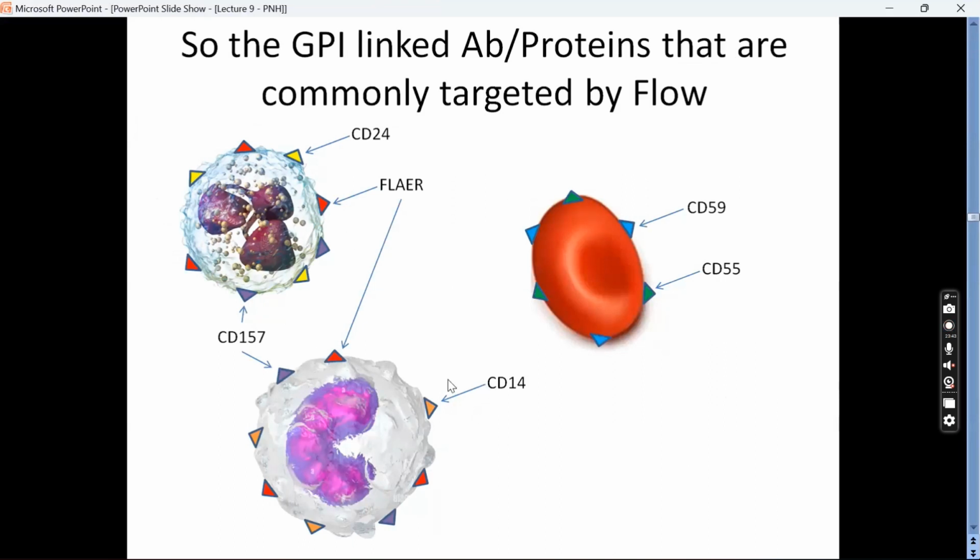Similarly, for monocytes, we have CD14, which is used only in monocytes. We have CD157, which we can use for both monocytes and neutrophils. And similarly, FLAIR, which we can use in neutrophils and monocytes. Okay, for RBCs, only CD55 and CD59. You cannot use any of these markers for RBCs because FLAIR is not helpful in RBCs for the simple reason what we saw in the earlier slide, and these markers are not expressed in RBCs. So we'll be using only CD55 and CD59.